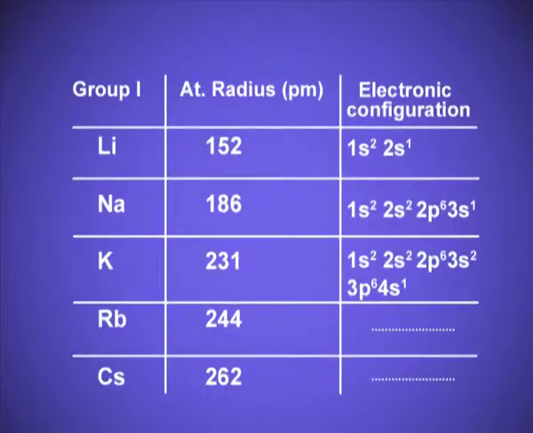Lithium, the electronic configuration is 1s2, 2s1. Sodium, the electronic configuration is 1s2, 2s2, 2p6, 3s1. A new shell is added. There is an increase in the principal quantum number. It was 2 in the case of the lithium, whereas it is 3 in the case of the sodium.